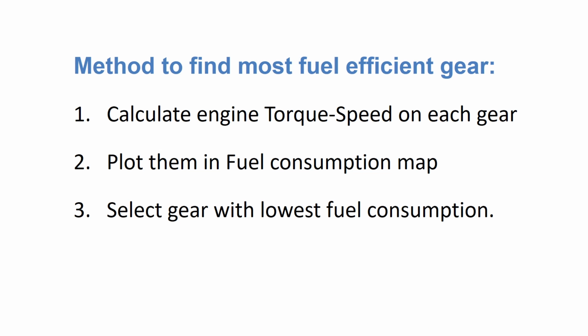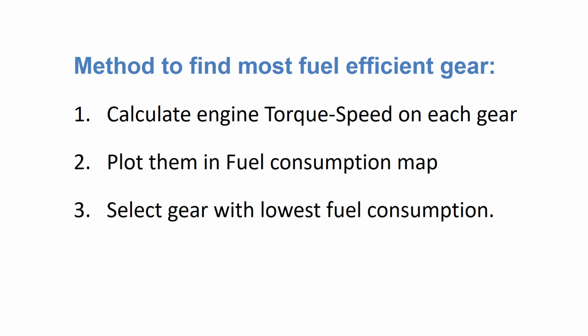The method we have used to find the most fuel efficient gear can be summarized in these 3 steps. For the used force and speed operating point of the vehicle, first calculate the operating points for the engine on different gears. Secondly, plot the engine operating points in the fuel consumption map. And finally, select the gear with the lowest specific fuel consumption.